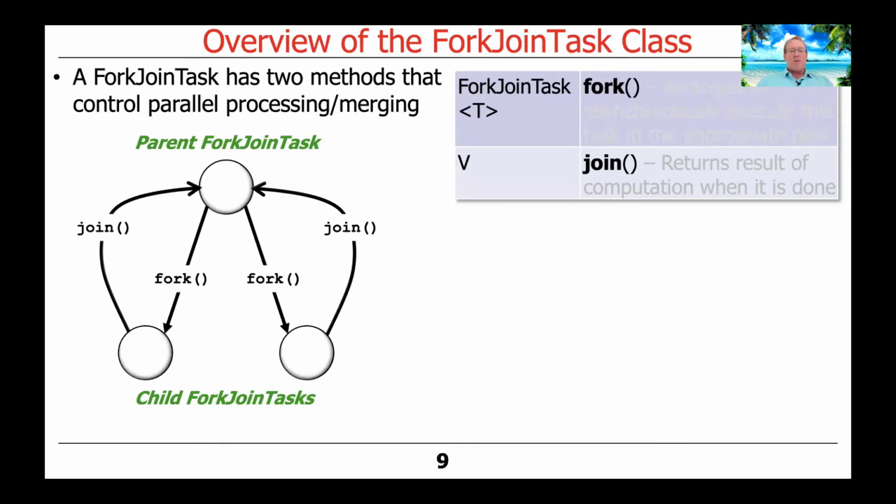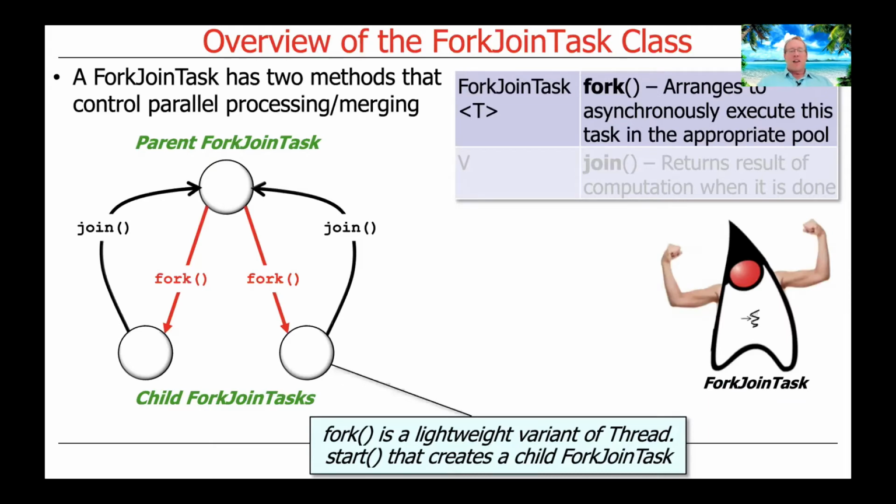There are two primary methods that are important in a ForkJoinTask. And as you might expect, they are fork and join. And they're responsible for handling parallel processing and splitting of things up into subchunks or subtasks, and then merging those subresults coming back from those subtasks back into results. So the fork method arranges to asynchronously execute this task in the appropriate pool, in the ForkJoinPool that it's associated with. So the key point there is arranges. It doesn't start to run it right away, but it arranges to get it run.